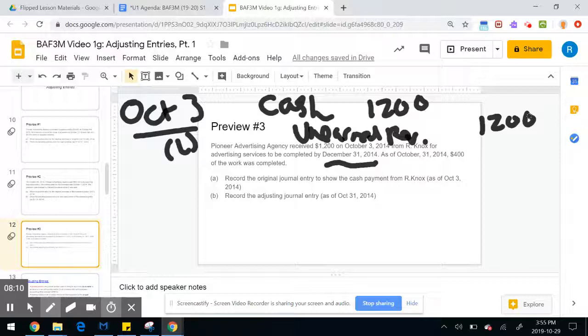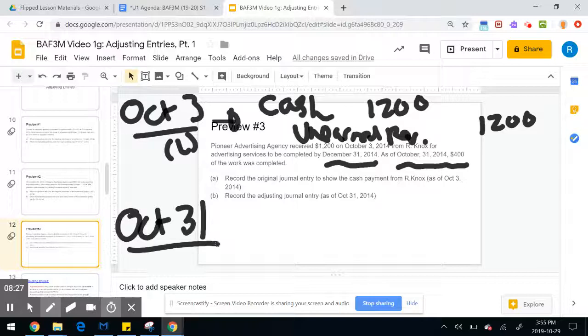Let's say at the end of the month, as of October 31st, $400 of the work was completed. So this is the actual prepayment of revenue: cash from the customer, they paid us $1,200 on October 3rd. The accounting period is about to end on October 31st. By October 31st, though, we don't want to leave the unearned revenue account at $1,200 because we've actually done $400 worth of the work.